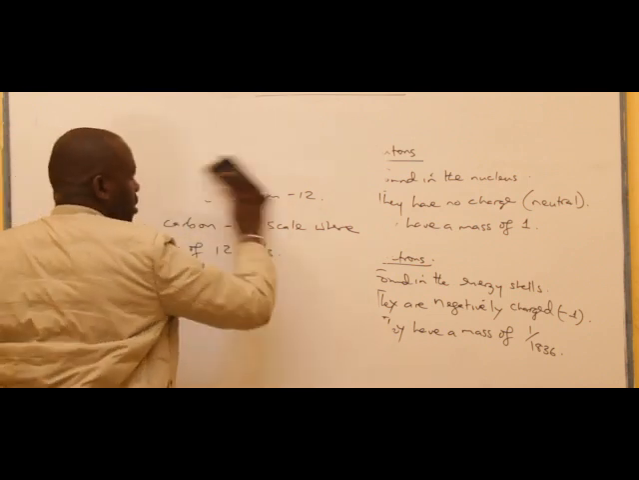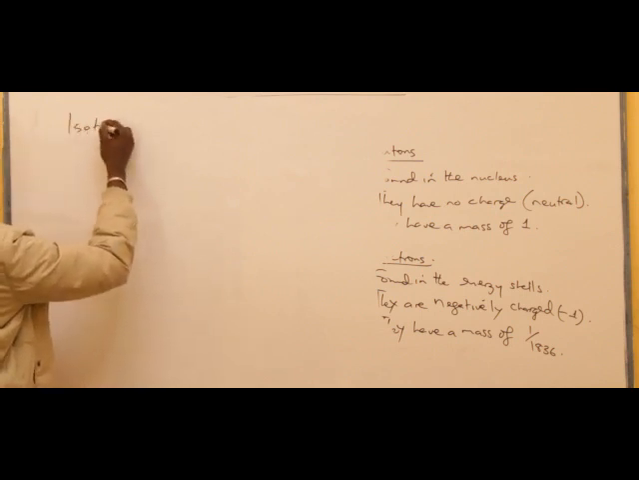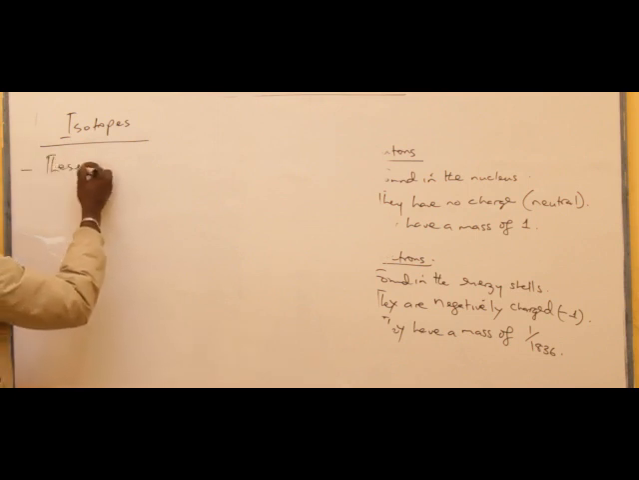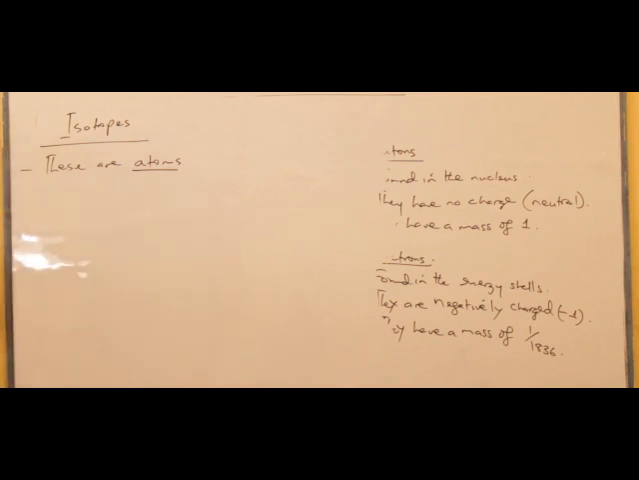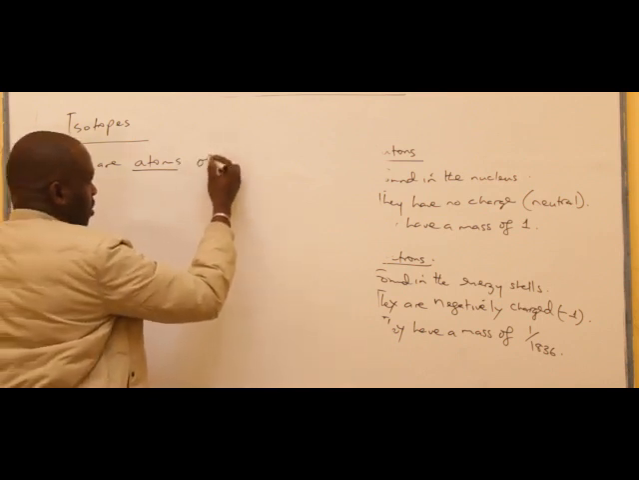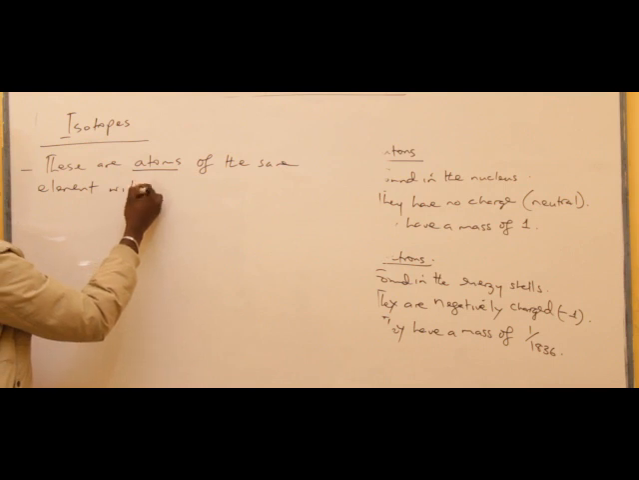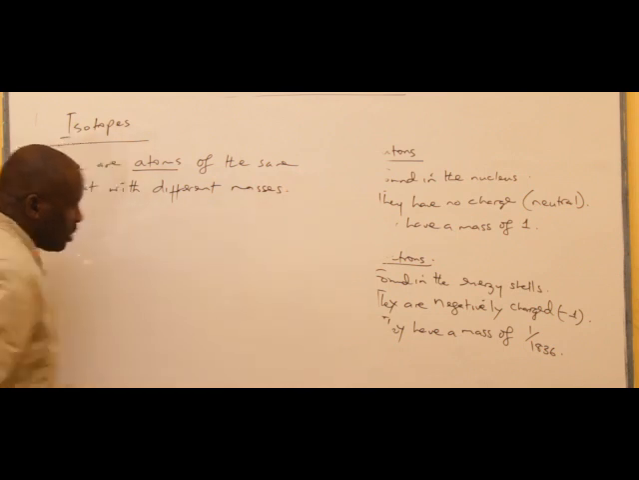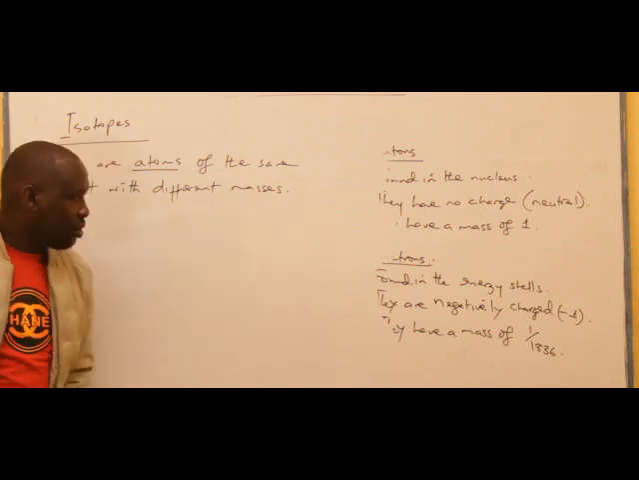So in this case, what are isotopes? Isotopes are atoms. That is the first thing that you must say. Isotopes are atoms. So we say these are atoms of the same element with different masses. They are from the same element, but their masses are not the same.